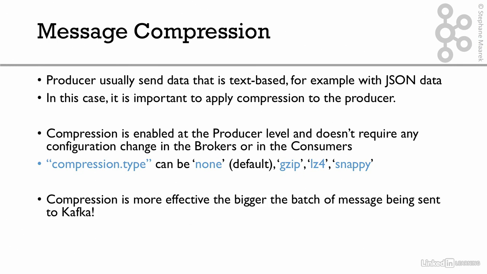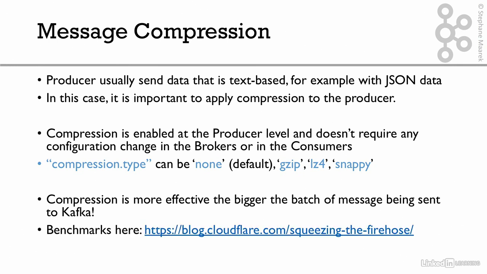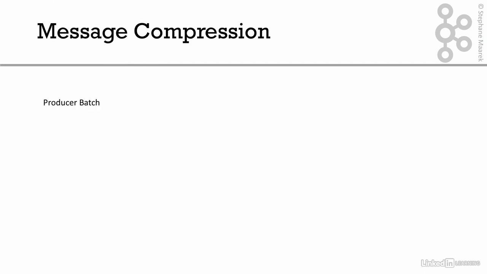Compression is more effective the bigger the batch of messages sent to Kafka. So the more data you send to Kafka, the more helpful compression is going to be, which is a bit unintuitive, but it actually makes a lot of sense. There are some benchmarks you can read online on this blog from Cloudflare, which I'll link in the course, to understand the differences in performance. Bottom line is compression is super helpful and you need to have it.